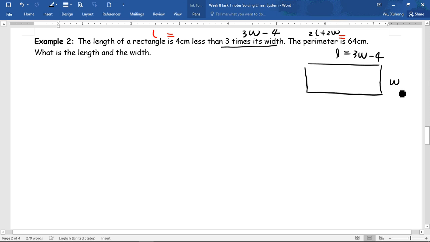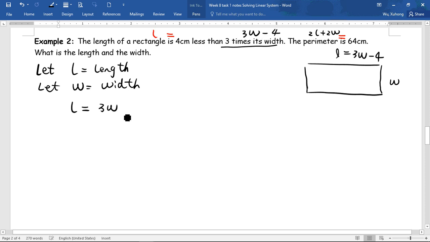Actually, we have introduced the two variables already, so we write it out: let L equal length and let W equal width. So always introduce variables first, then we convert the first sentence into an equation. L equals 3 times W, and 4 centimeters less means minus 4. And the perimeter is 2L plus 2W equals 64. So equation 1, equation 2.